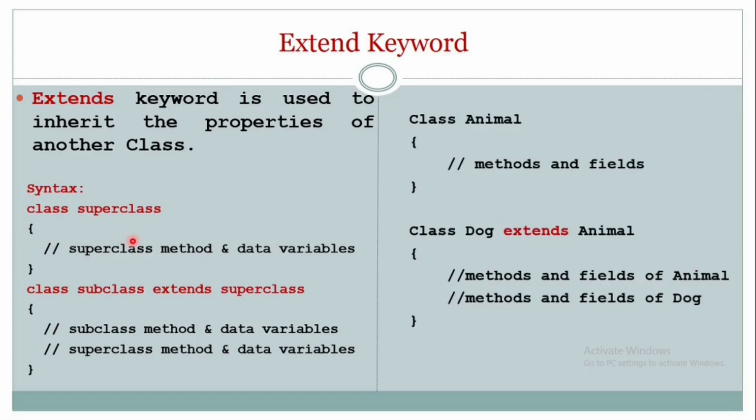Let me consider a simple example. As you can see here, class Animal, and I just created a subclass called Dog. Class Dog extends Animal. So this is how Dog inherits all the features of Animal. By default, as you can see here, it has the methods and fields of Animal plus the methods and fields of Dog. So class Dog will have the features of Animal as well as its own.